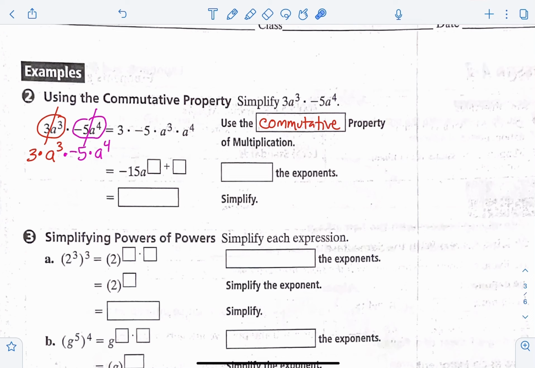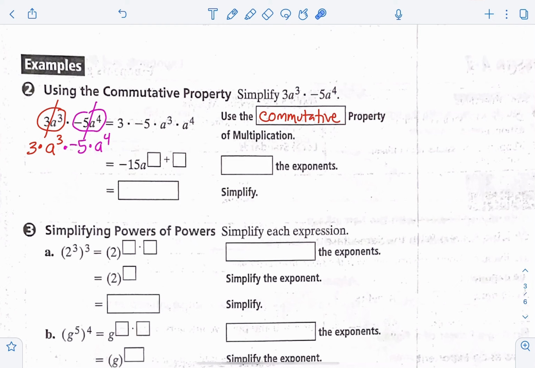Okay, so I'm going to explain that one more time. So the 3a to the 3rd you can separate, because when they're written like that, it means they're being multiplied. So you can write that as 3 times a to the 3rd. This next one, negative 5a to the 4th, again, they're being multiplied. That's implied, right, when it's a number next to a variable. So we have negative 5 times a to the 4th.